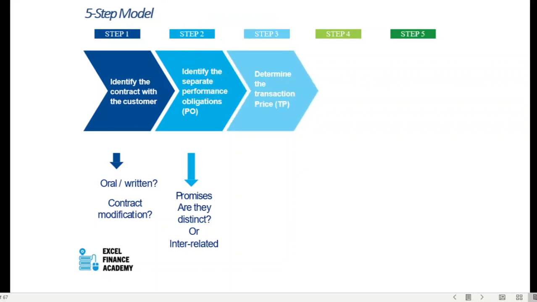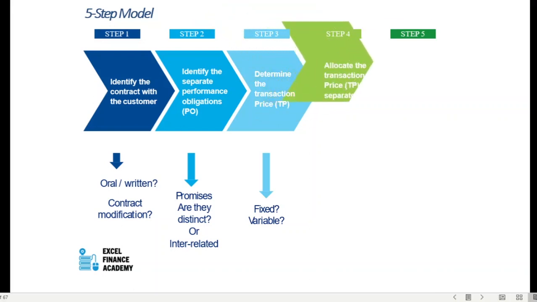After you have identified the separate performance obligations, we try to understand the transaction price. The third step in this model is to understand the transaction price. The transaction price includes not only the fixed price of the contract, but also the variable part of the contract, which is going to be calculated like a revenue share, like a percentage of the sales, depending on the sales. That also will be considered as the transaction price. How we are going to allocate that, we are going to discuss in our coming videos.